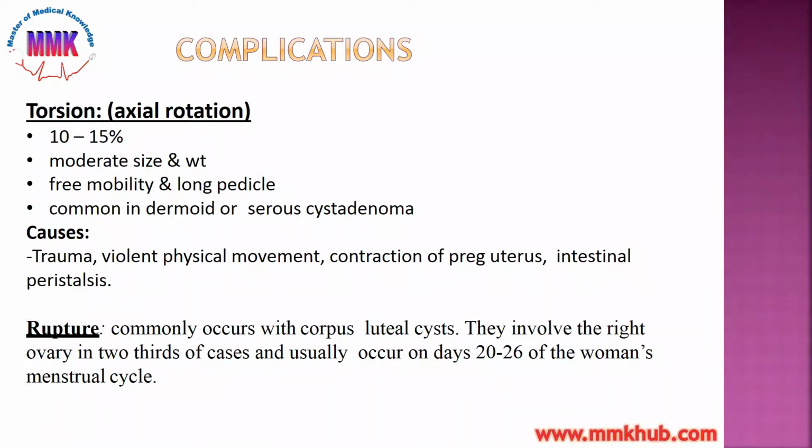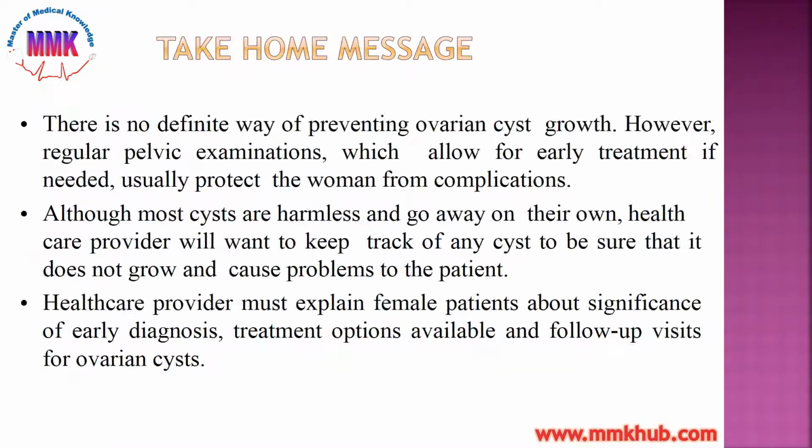Rupture. Commonly occurs with corpus luteal cyst. They involve the right ovary in 2/3 of cases and usually occur on days 20 to 26 of the woman's menstrual cycle. This is all about the ovarian cyst.